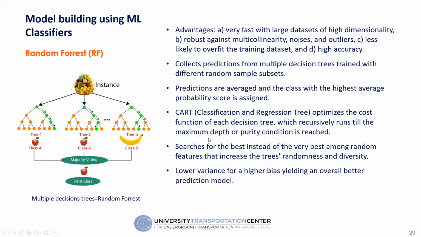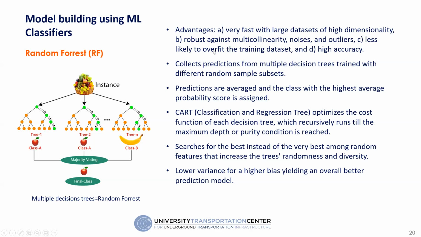Okay, and the third one is random forest. Random forest is just a collection of many trees. You have 3 decision trees here, for example, 1, 2, 3. You combine them together, and you become a random forest. It's very fast. It's robust against multicollinearity. This is why we looked at the correlations between data a while ago. Okay, it's robust against noise and outliers, and it's less likely to overfit.